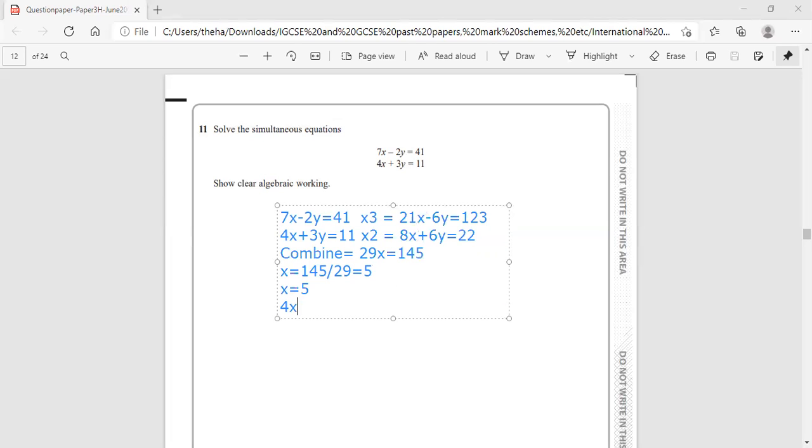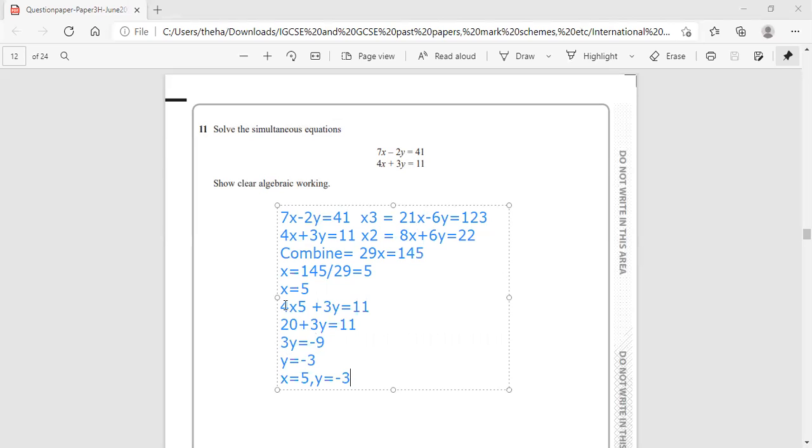So we've got 4 times 5, because that's 4x, and x is 5, plus 3y equals 11. So we're going to have 20 plus 3y equals 11. Then we can have 3y, because we're going to move the 20 over, equals negative 9. Then y equals negative 9 divided by 3, which gives us negative 3. So our answers are x equals 5 and y equals negative 3. And that is how to solve simultaneous equations.